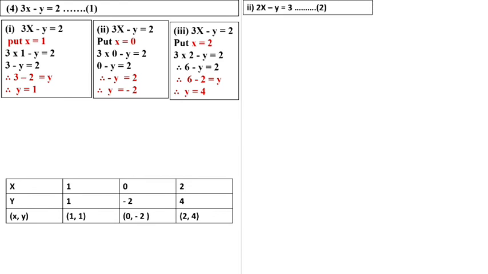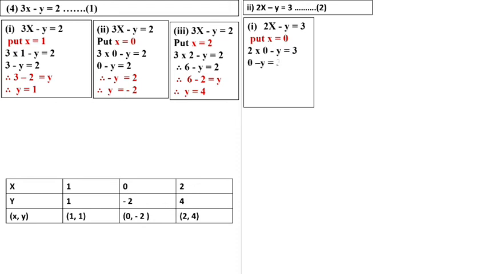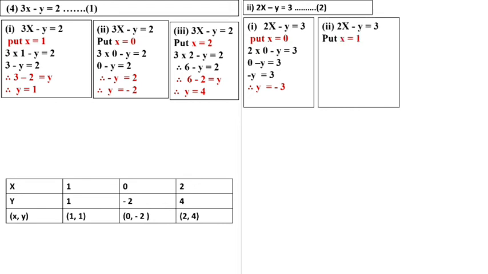The second equation of question number 4 is 2x minus y equal to 3. So for 2x minus y equal to 3, here we will take x equal to 0. In the same way we have to solve. So here what y value came? Minus 3. Now we will put the x value as 1. 2 into 1 minus y equal to 3. 2 ones are 2, minus y equal to 3. So minus y equal to 3 minus 2. 3 minus 2 is 1. So the minus sign will go to the right side and become minus 1.